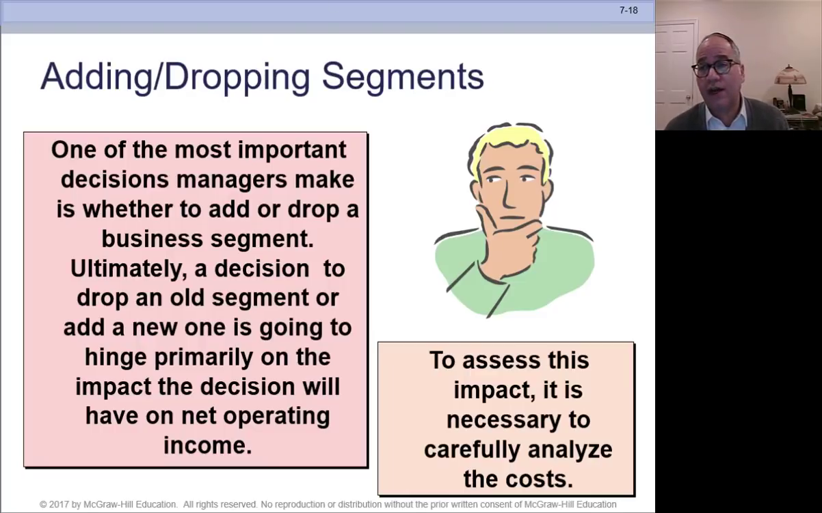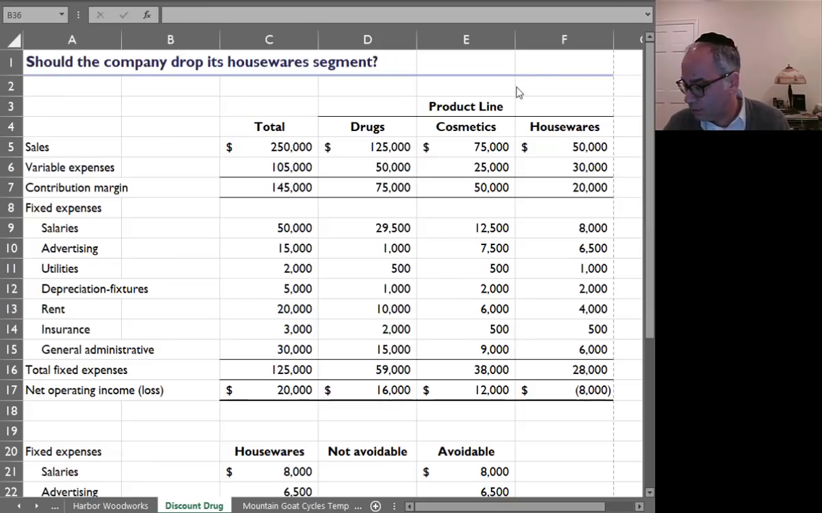So let's try one out. For this problem, I'm just going to walk you through the example, and I'm not actually going to do it for you because there's just a lot of number work here, and hopefully it's common sense. So this particular company is called Discount Drug. It has 3 product lines: drugs, cosmetics, and housewares.